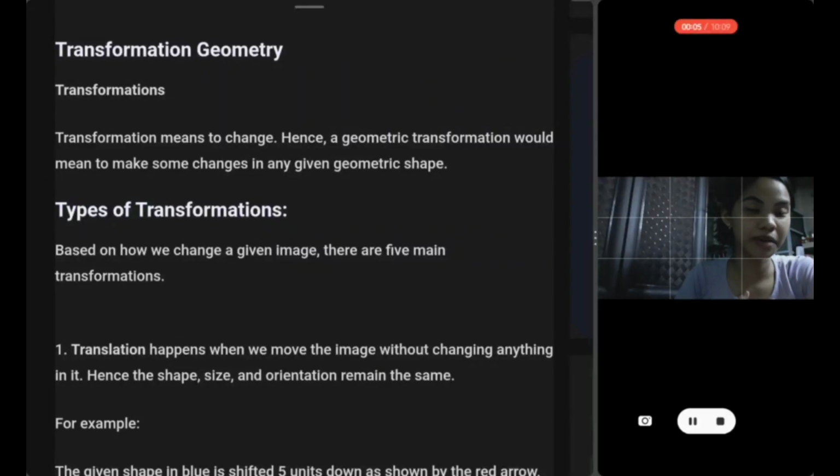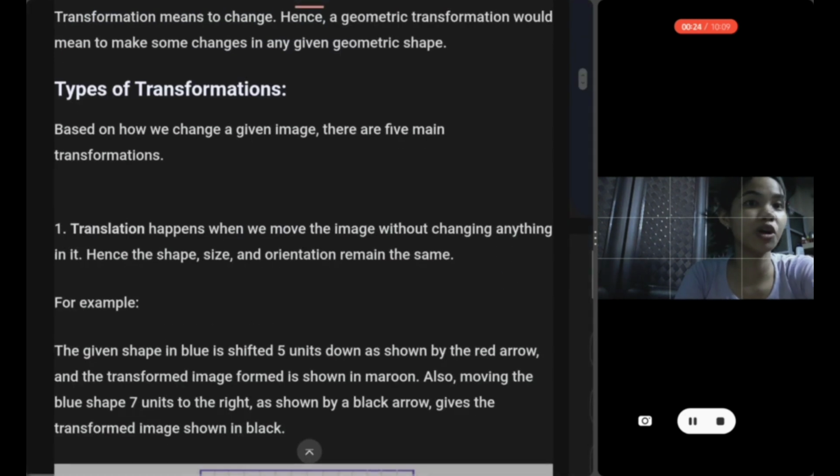I'm Queenie Ordonio Macaburas and I will discuss transformation geometry. So, transformation means to change, right? Hence, a geometric transformation would mean to make some changes in any given geometric shapes. So, here are the different types of transformations.